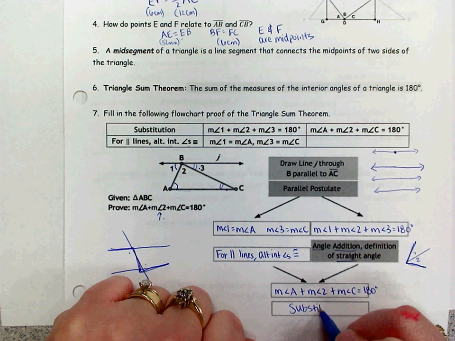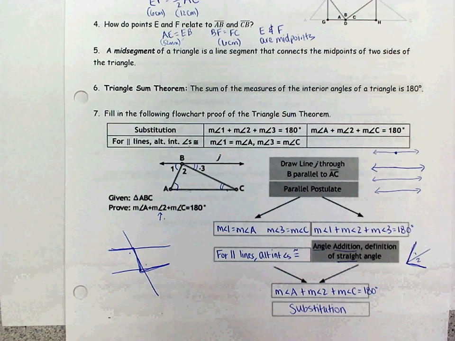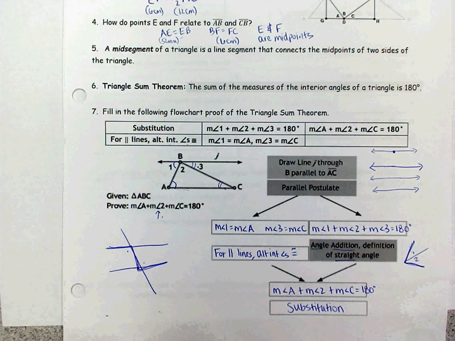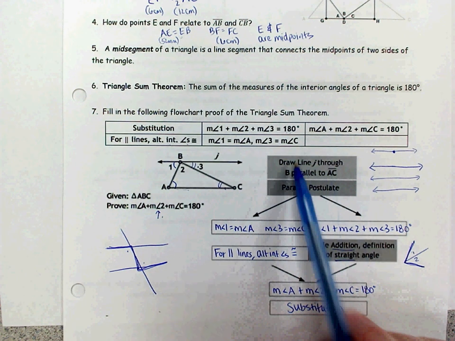So that is another proof of the triangle sum theorem, and it's using what we call an auxiliary line, when you add a line of your own to help you with the proof.